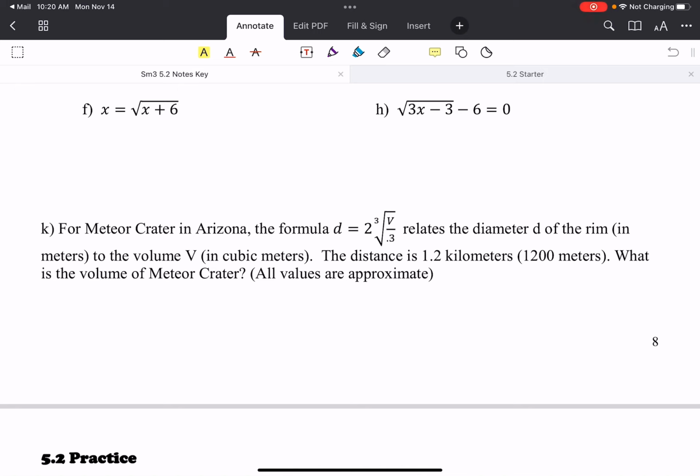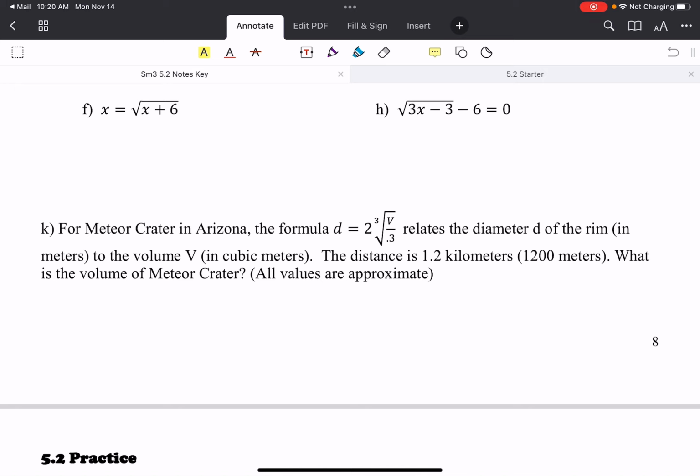For a meteor crater in Arizona, the formula D equals 2 times the cube root of V divided by 0.3 relates the diameter D of the ring in meters to the volume V in cubic meters. The distance is 1.2 kilometers, or 1,200 meters. What is the volume of the meteor crater? All values are approximate.